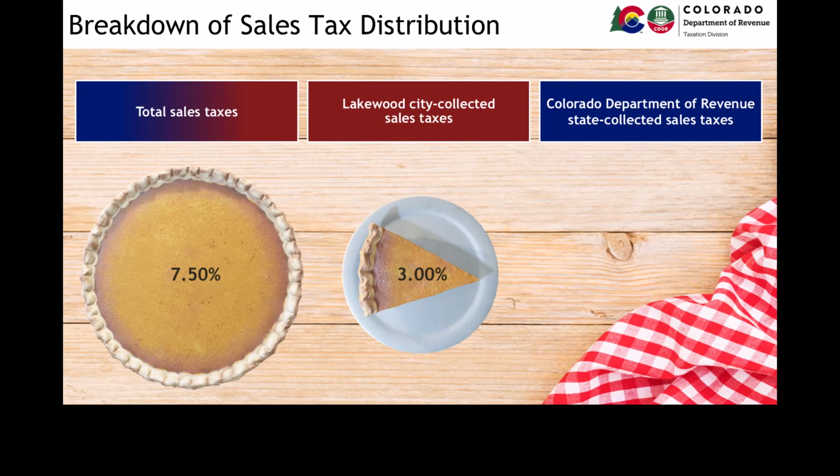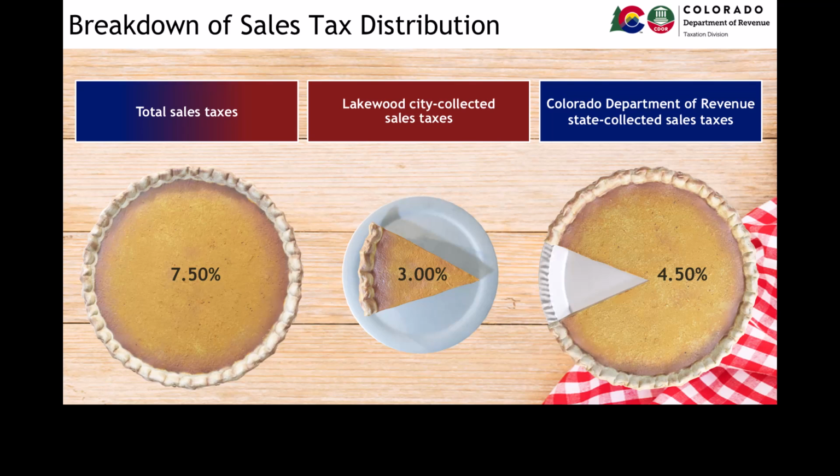This piece of pie is given directly from the business to the city for consumption and can be remitted either through SUTS or another method administered by the city of Lakewood. The rest of the pie is given directly from the business to the Colorado Department of Revenue.